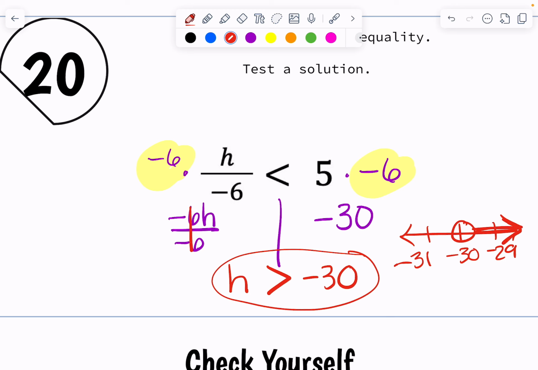Okay, and so if I wanted to take any value greater than negative 30, one that's really easy for me to think of is 0. I can test that out. So 0 divided by negative 6 should be less than 5. 0 divided by negative 6 is 0, and 0 is less than 5.